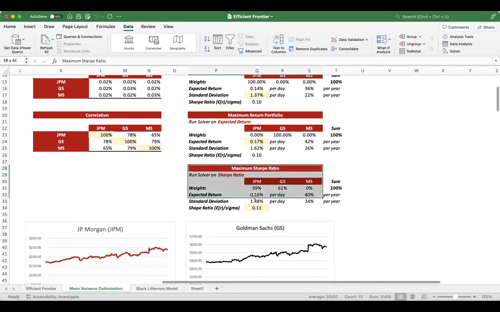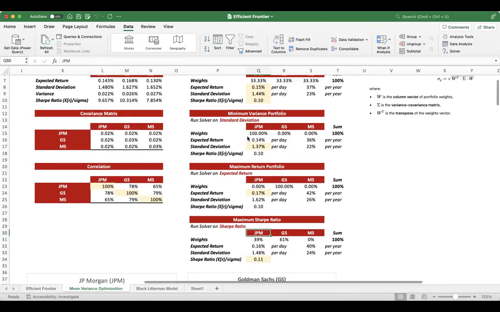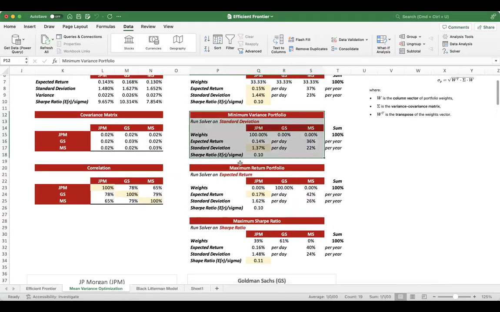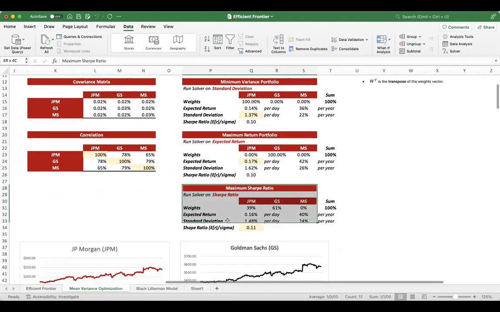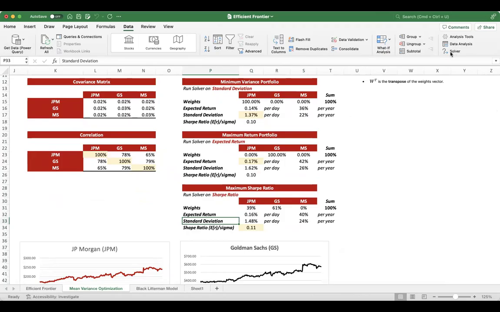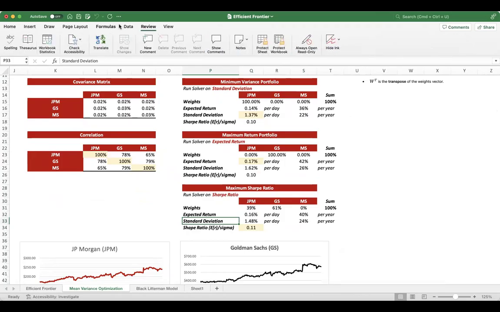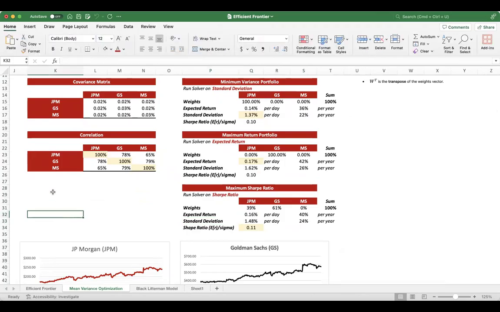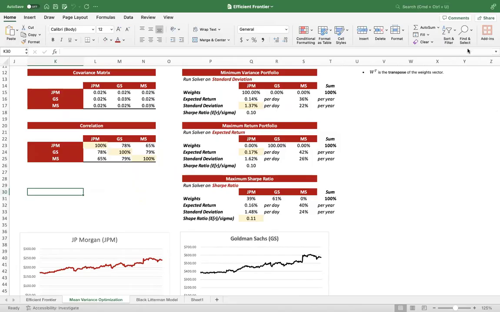And the last step is, so we have achieved what? Minimum variance and maximum return, right? The last step is maximum Sharpe ratio. So can you tell me how we will use the solver for maximum Sharpe ratio? Can you all tell me how we can use the solver?